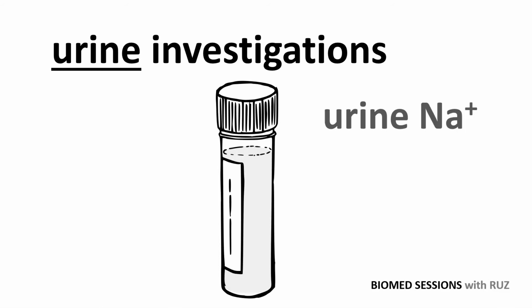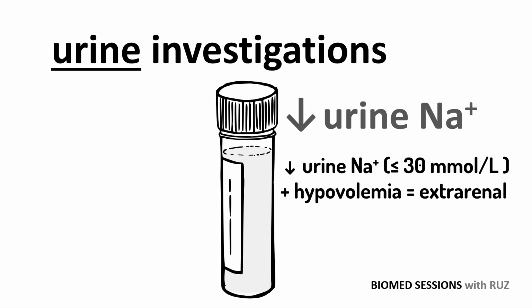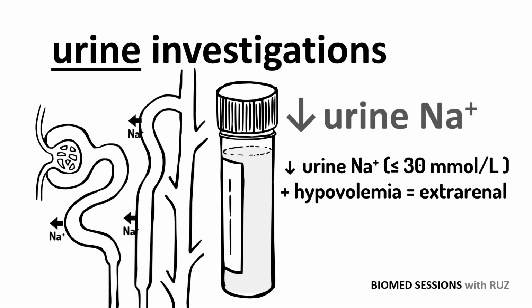Next, urine sodium, which is the actual differentiator here. A low urine sodium of less than or equal to 30 millimoles per litre alongside hypovolemia suggests an extrarenal cause of hyponatremia. As you could imagine, the kidneys might want to hang on to sodium if it is being lost through other sources such as the gastrointestinal tract. Hence, RAAS is activated and the kidneys reabsorb more sodium and less passes out in the urine.